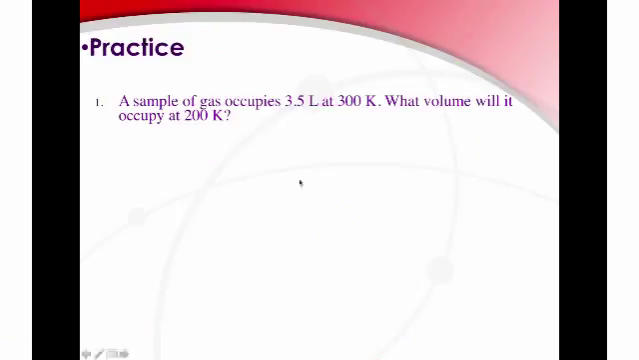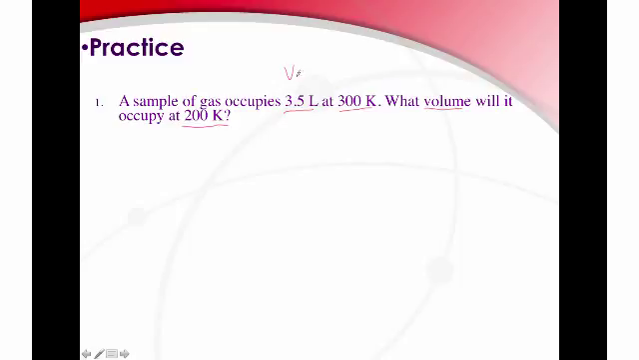Let's work out a little practice. So we have a sample of gas that occupies 3.5 liters at 300 Kelvin. What volume will it occupy at 200 Kelvin? Here I am underlining our key points. So we have a gas that occupies 3.5 liters.